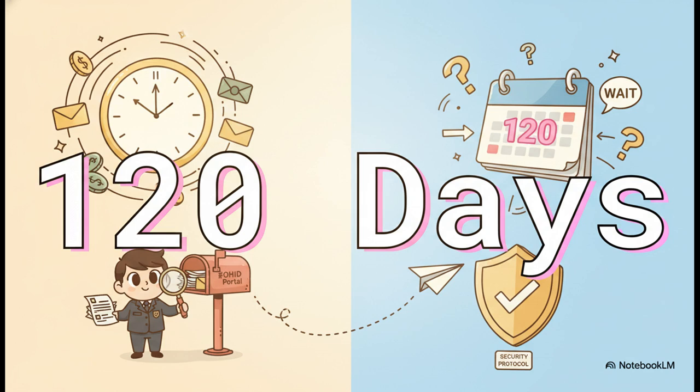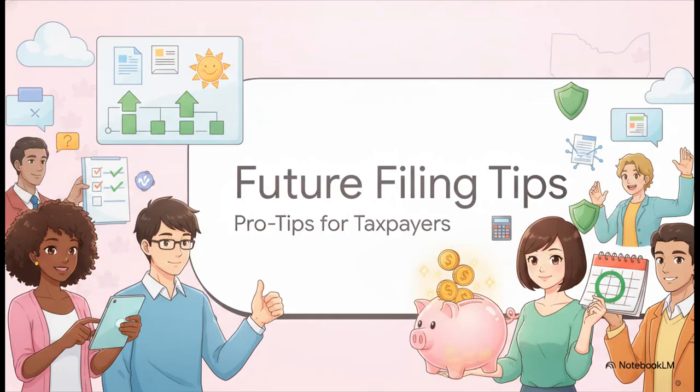Wait 120 days. Like I said, a manual review is just a standard security protocol, but the department really asks that you wait at least 120 days before you try calling them about it. If they need more info from you, they are going to send you a notice by mail or right through your OHID portal.